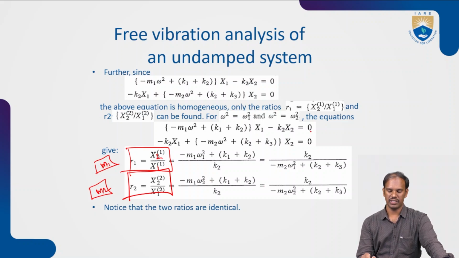If we solve all of this, and we take omega square equals omega 1 square, and omega square equals omega 2 square, the same thing we have repeated most of the time. So here we take root 1, r1, equals minus k by minus m2 omega 1 square plus k2 plus k3, and root 2 we can write in terms of k2 by minus m2 omega 2 square plus k2 plus k3. This is under this ratio since we took identical forms.